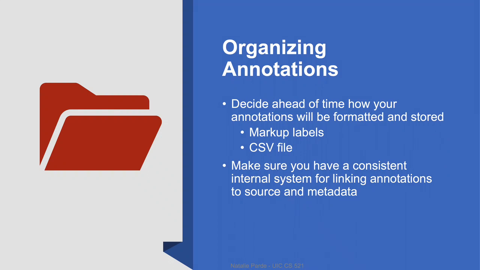Once you've prepared your data, you should also decide ahead of time how your annotations will be organized. Common solutions for organizing annotations include using markup labels, for example in XML, and using CSV files with rows corresponding to instances and columns corresponding to labels. You should ensure that you have a consistent and well-documented system for linking the annotations that you collect to your source data and any necessary metadata. The last thing you want is to collect a bunch of annotations only to discover that you lost the alignments between the labels and the data instances themselves.